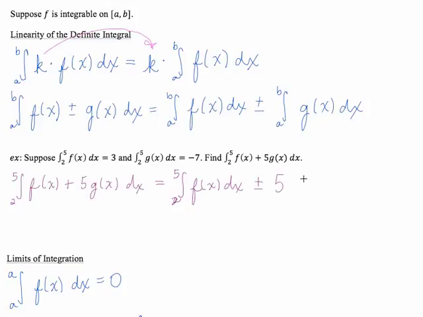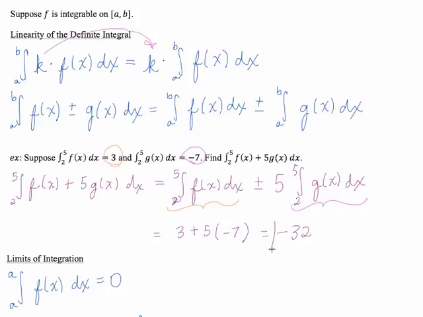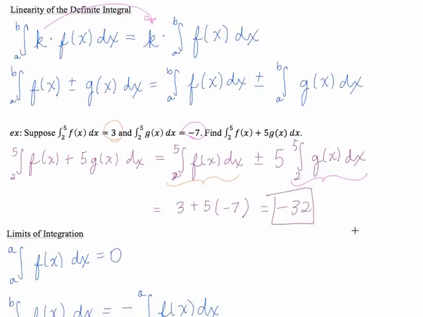So let's go ahead and do that. Pull the 5 out. So it's 5 times the integral from 2 to 5 of g of x dx. Now we are given that the integral from 2 to 5 of f of x is 3, and that the integral from 2 to 5 of g of x is negative 7. So then we can plug those in here. We'll have 3 plus 5 times negative 7. So negative 35 plus 3 is negative 32. And we didn't even know the functions f or g. All we knew was 2 of the integrals, but we could use these properties to find that integral.